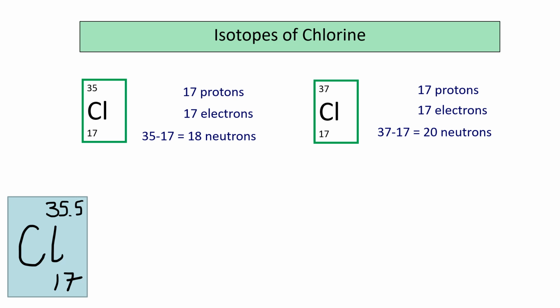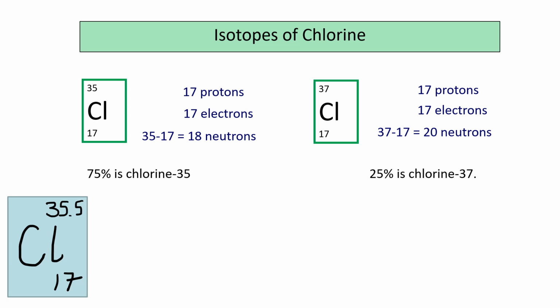So why does chlorine on the periodic table have a mass of 35.5 and not, say, 36, which falls in the middle of the two mass numbers of the two isotopes? Well, that's because of their abundance. The abundance means how common they are in the universe. In fact, chlorine-35 is 75% abundant, and chlorine-37 is 25% abundant.